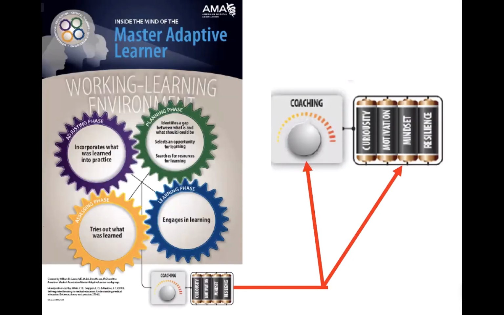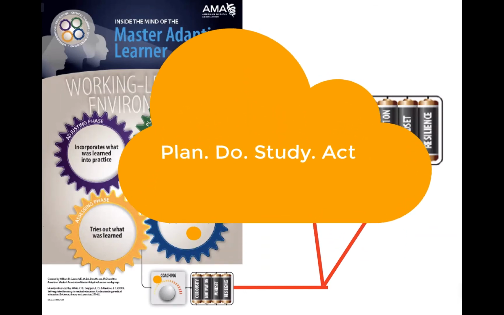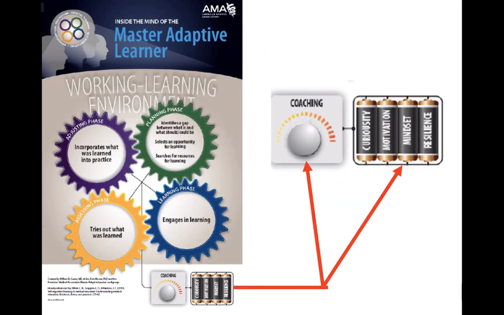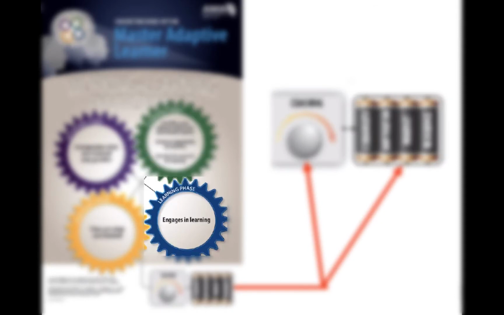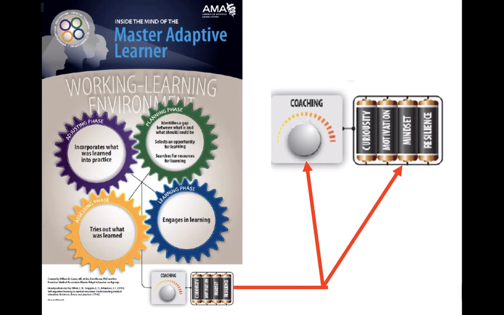The Master Adaptive Learner model is summarized in a graphic that the American Medical Association put together, and we'll go through these four wheels that you see on the left there. Again, this is modeled on the PDSA cycle, the Plan, Do, Study, Act cycle that you may know from the quality improvement world, where the four phases are plan, learn, assess, and adjust. These four phases are modified by coaching, which we think is a very important support for learning by clinicians, as well as what are portrayed as batteries here. The idea is that important elements are curiosity, motivation, mindset, and resilience, all qualities and traits that are important to being an effective clinician and an effective learner.